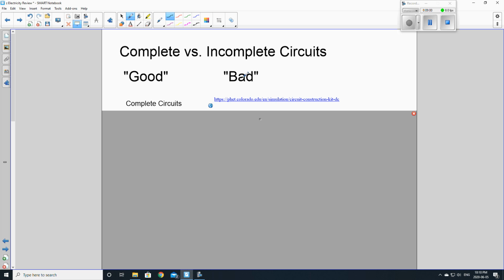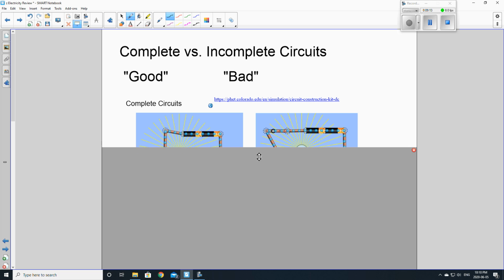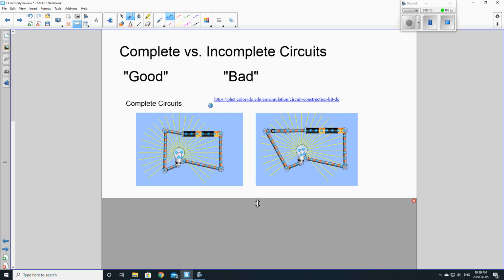Okay, and I'm putting them in quotes because they're not necessarily good and bad, but I think you get what I mean. If you remember, we did the PhET simulation. So if you want to practice this, feel free to practice making these circuits again. Here are some examples of complete circuits.